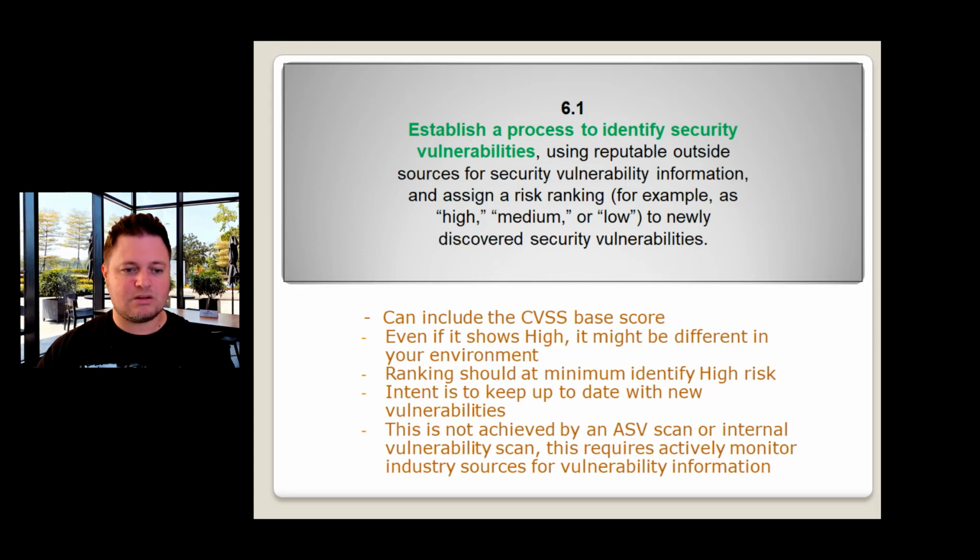The second one says this is not achieved by an ASV scan or internal vulnerability scan. This requires actively monitoring industry sources, which incorporates the intent to keep up to date. So I was misreading this at first when I first saw it. I thought it was like, scan it, make sure you list the high and low, whatever, on a spreadsheet or something like that, right? What it's actually talking about is going to a site, making sure you're up to date with vulnerabilities pertaining to your environment, not running scans. And I was like, oh, okay, that makes interesting sense.